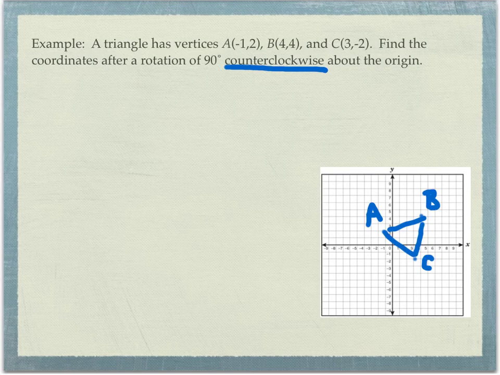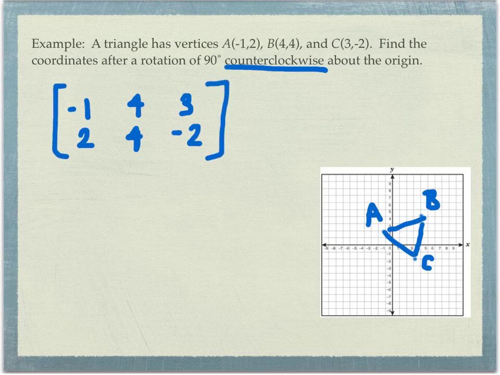And a key thing to remember is that we can represent ordered pairs in a matrix. And they go like this, kind of vertical in fashion. So there's -1, 2, 4, 4, and 3, -2, like that. That's how I would represent these three ordered pairs forming that triangle in a matrix. In a sense, you can think of the top row as X and the bottom row as Y, and then we can name each of the points in a column like that.